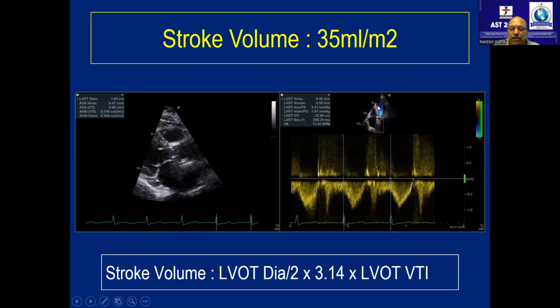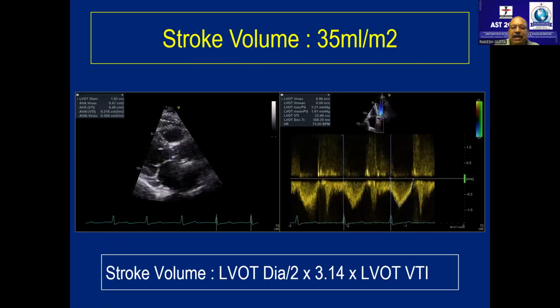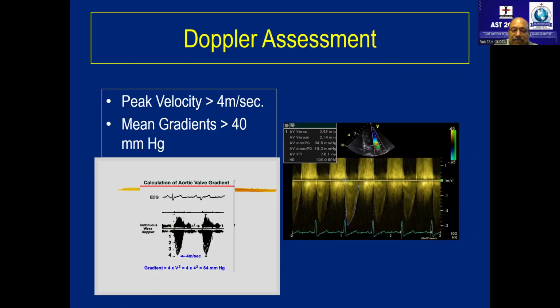Then I switched over to continuous Doppler in the same format. And I got this Doppler spectrum pattern where the aortic valve VTI is 58.1. That was 22.99, correct? And this is 58.1. So what we have is a dimensionless index. What is dimensionless index? You divide LVOT VTI by aortic valve VTI. It means pulse wave VTI divided by aortic valve continuous wave VTI. So if this is 22.99, correct? Divided by 58.1, it is 0.39.